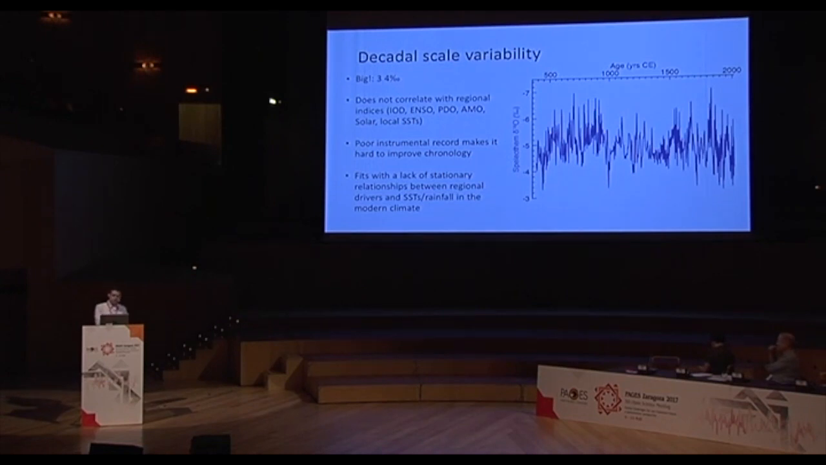And this is not unexpected. It fits with the idea that there's no real stationary teleconnection or relationship between regional climate drivers, and SSTs and rainfall in the modern climate. And it's a good example that sometimes your climate record doesn't have to match everybody else's climate record.